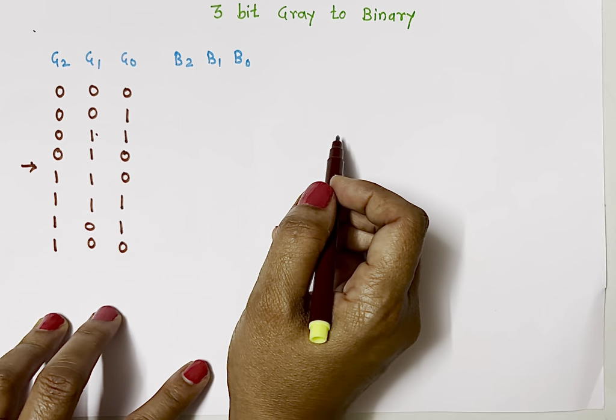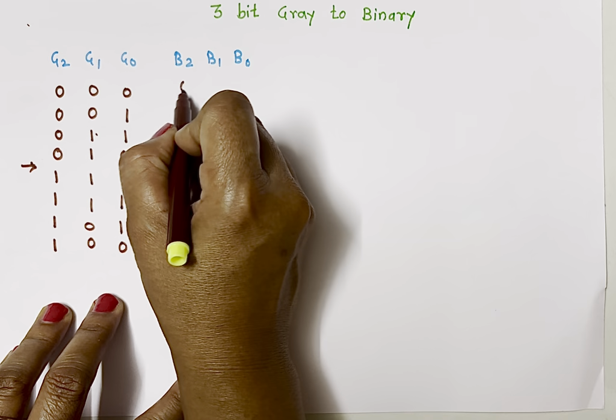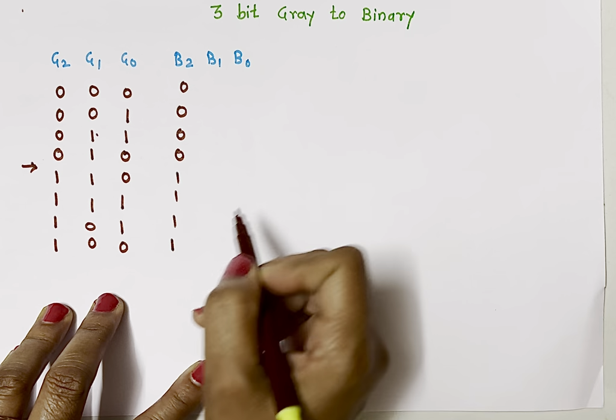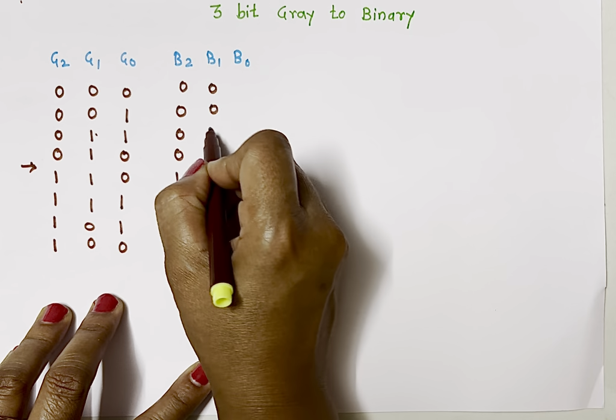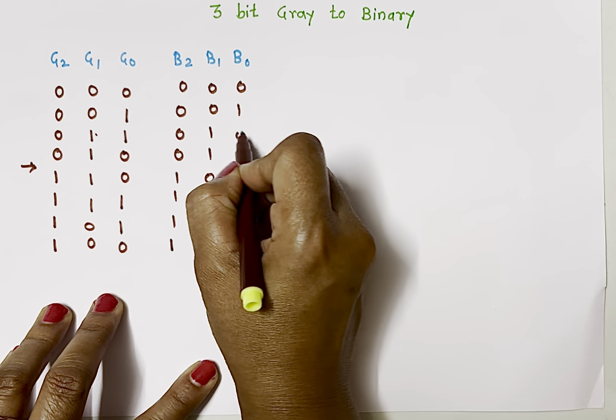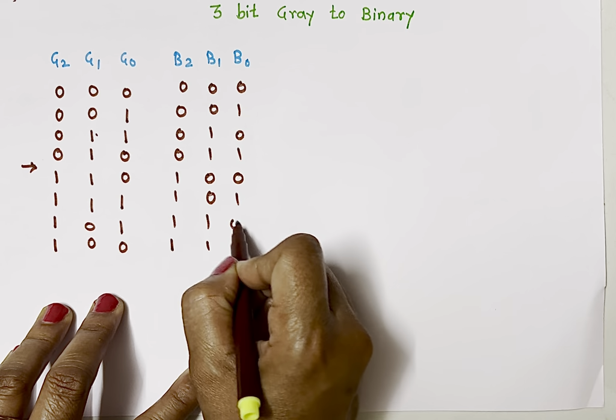Now I'll write the binary equivalent of this. So binary numbers are simple. 4 times zeros, 4 times 1, 2 times zeros, 2 times 1, 0, 0, 1, 1. And then comes 0, 1, 0, 1, 0, 1, 0, 1.